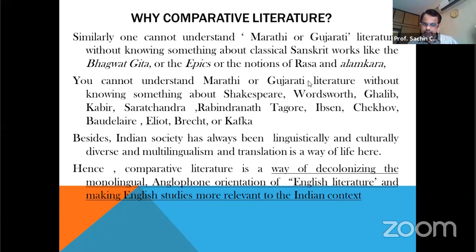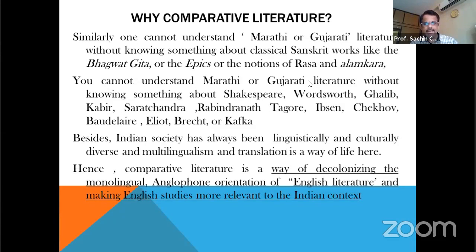You cannot understand Marathi or Gujarati literature without knowing something about Shakespeare, Wordsworth, Ghalib, Kabir, Sarat Chandra, Rabindranath Tagore, Ibsen, Chekhov, Baudelaire, Eliot, Brecht, or Kafka. So we have to engage with these international authors and their oeuvres to understand what is local and regional. So even if we are looking at something which is national or linguistically delimited, we cannot study it in isolation.